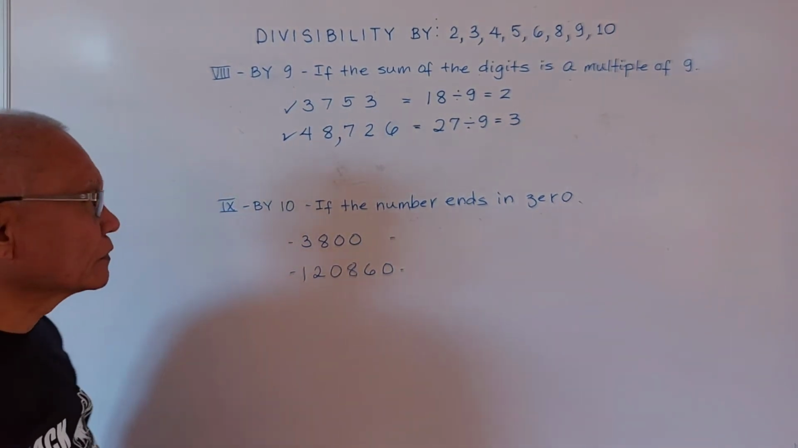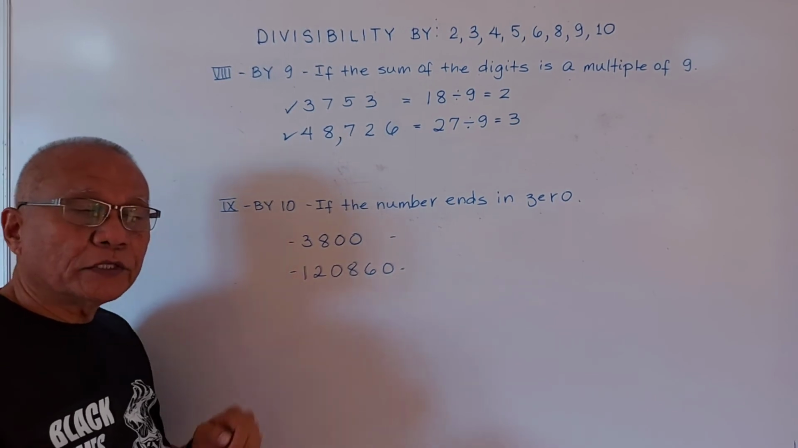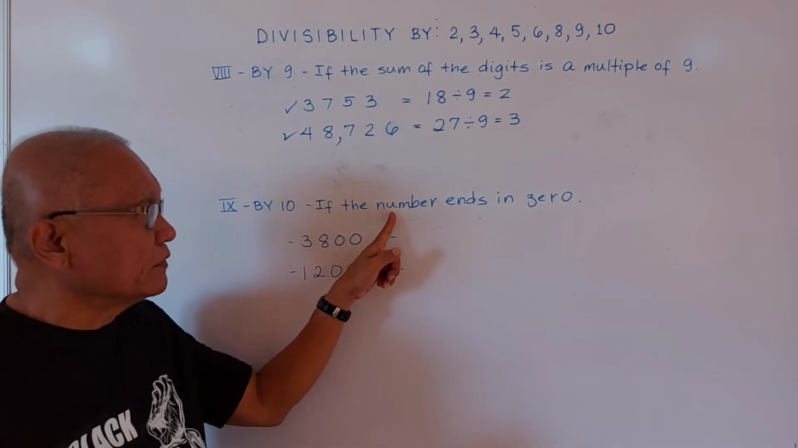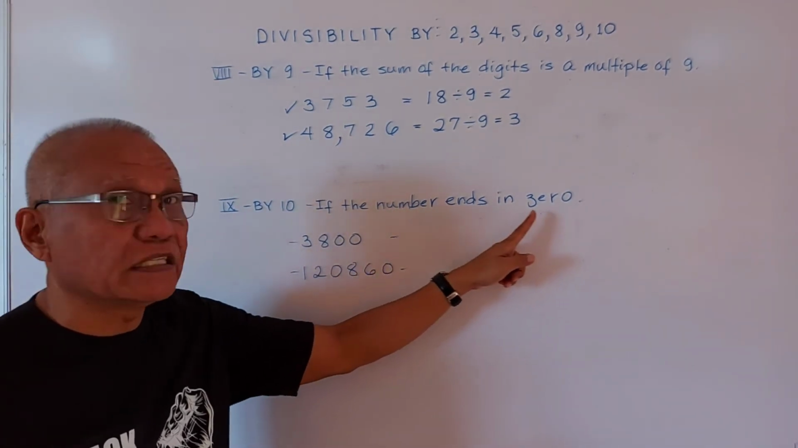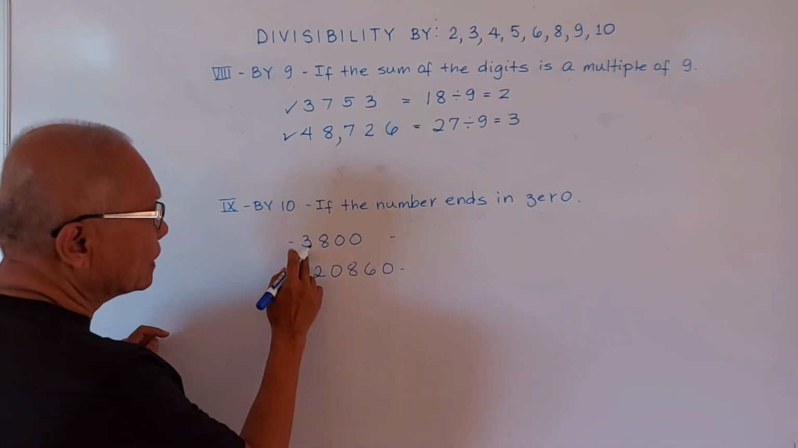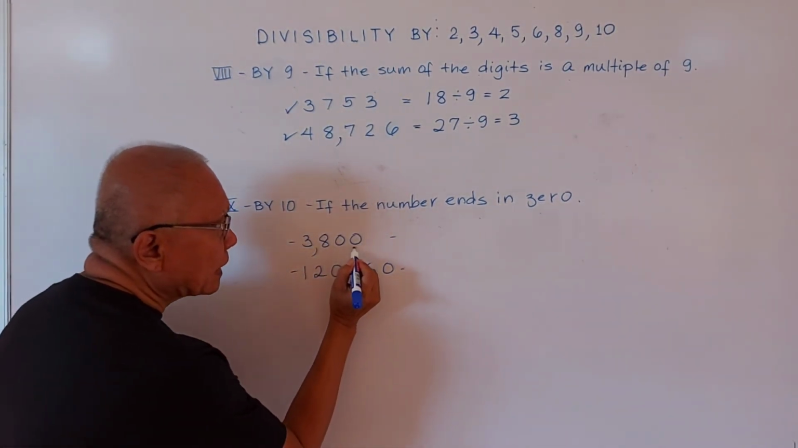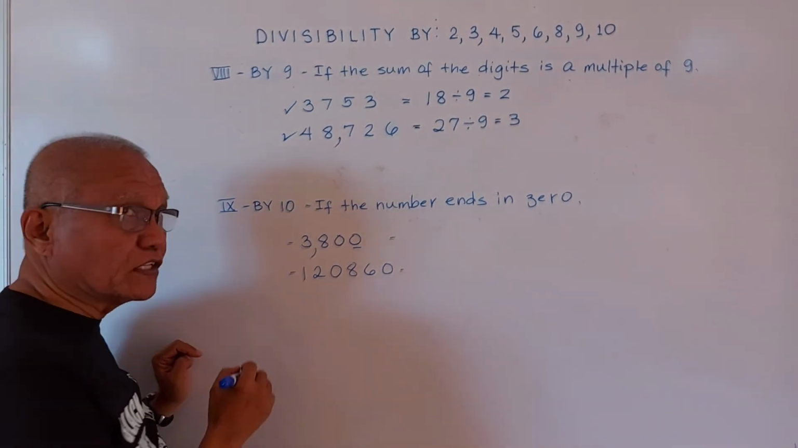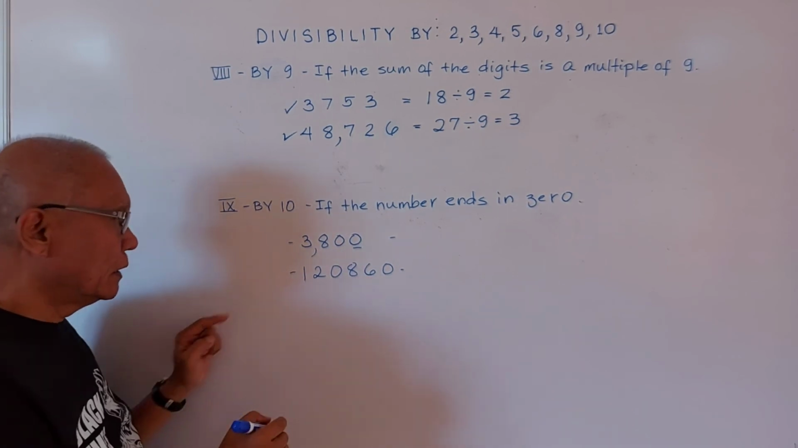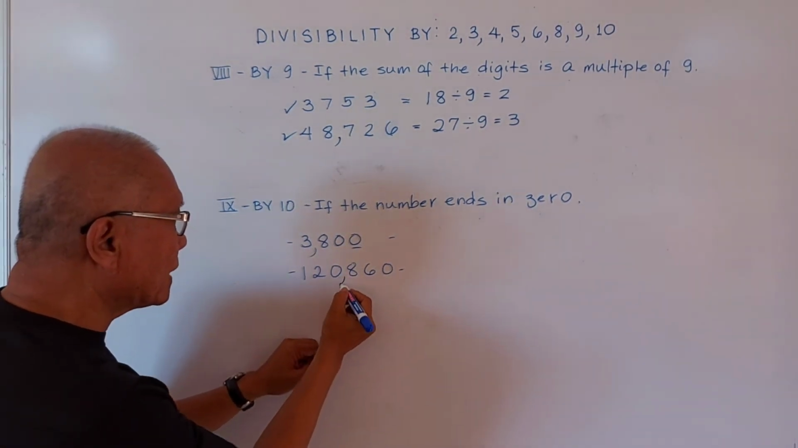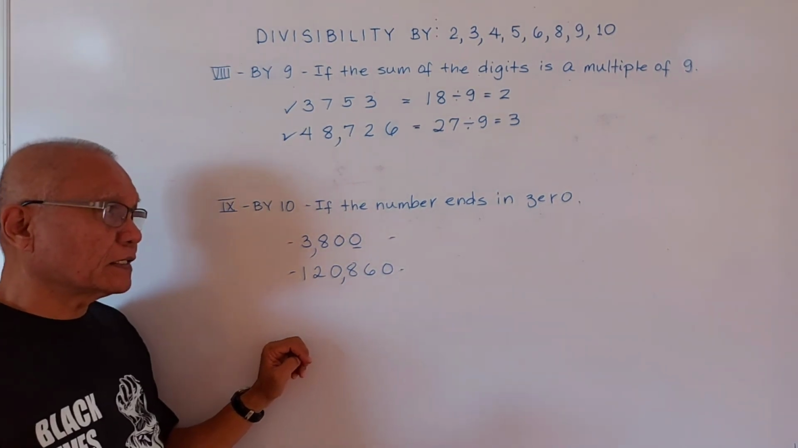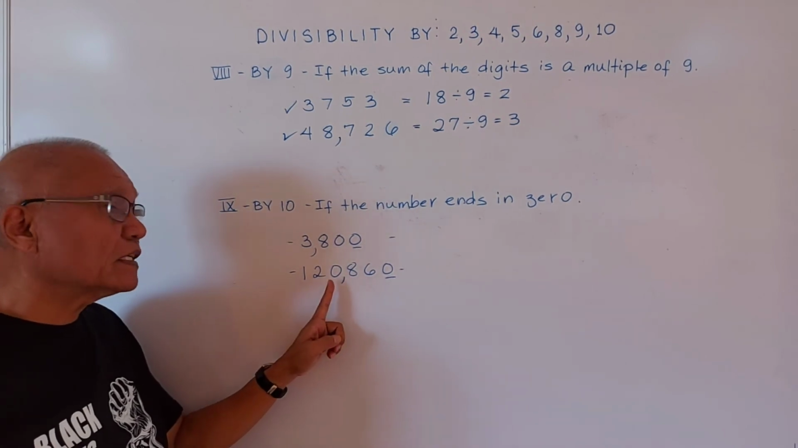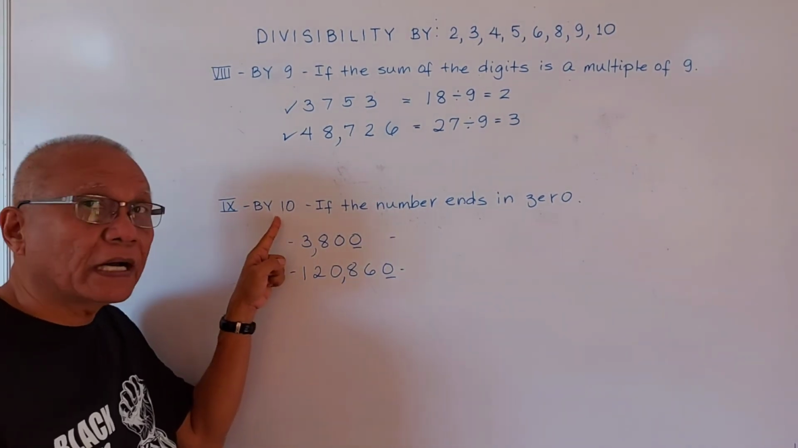9 by 10. So this one is very easy. How do we know if a number is divisible by 10? So the number is divisible by 10 if it ends in 0. So we have 3,800. This is the last digit. This number ends in 0. Therefore, this one is divisible by 10. Second number is 120,860. And the last digit is 0. Therefore, this number is divisible by 10.